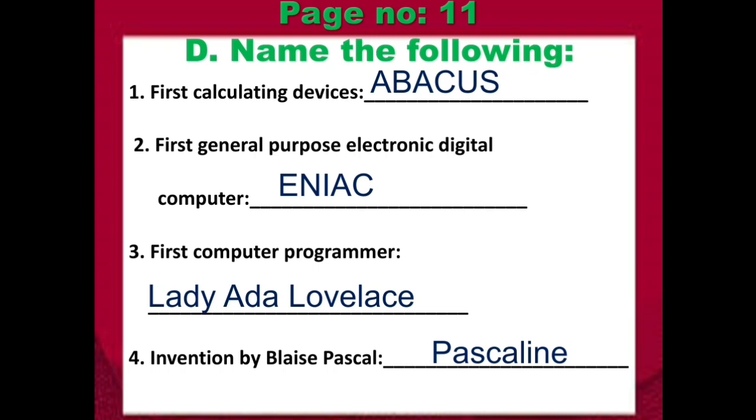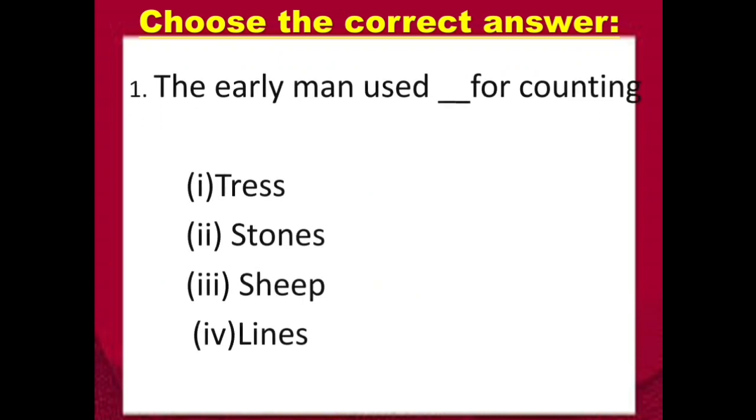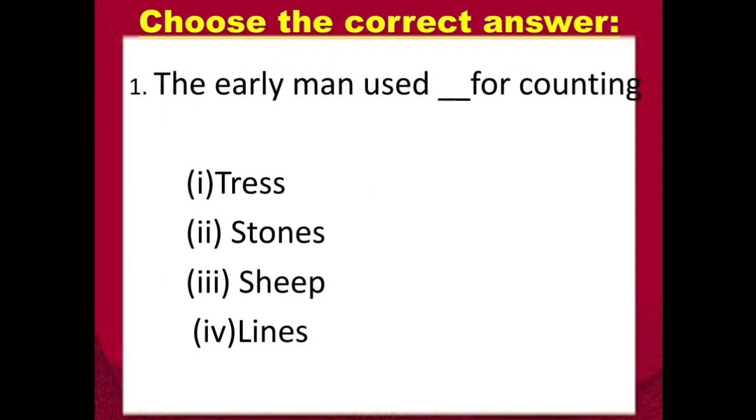Okay students, now we go for our next topic. We have to revise the worksheets. Okay, see the first one. The early man used dash for counting. So in early days, what did they use for counting? The options are trees, stone, ship, and line. What is the answer? Stones. By using stones, they were counting.